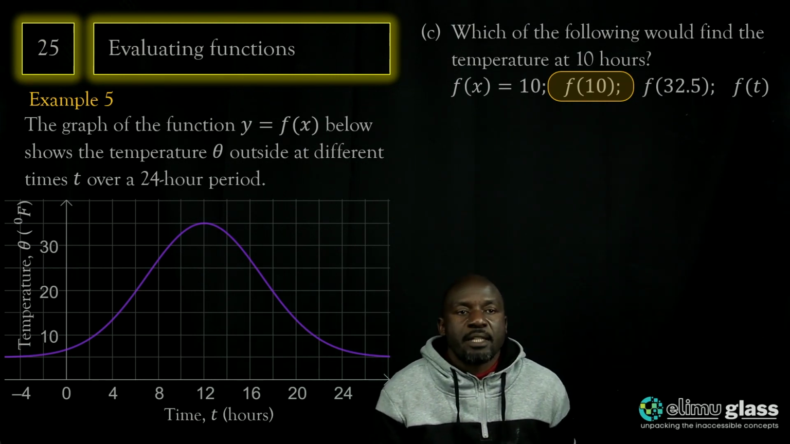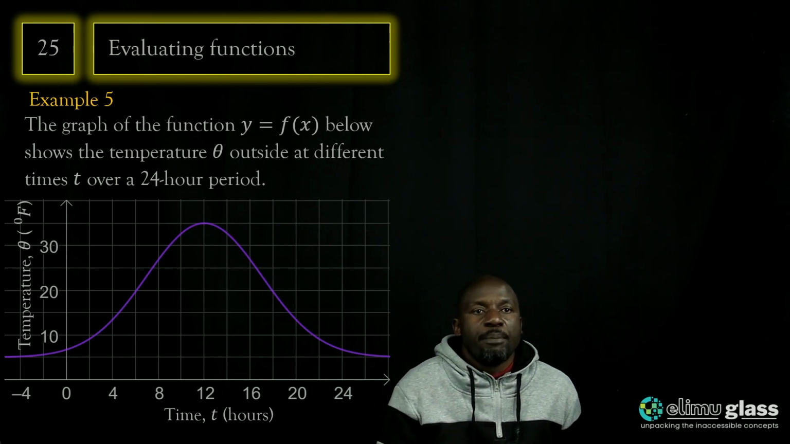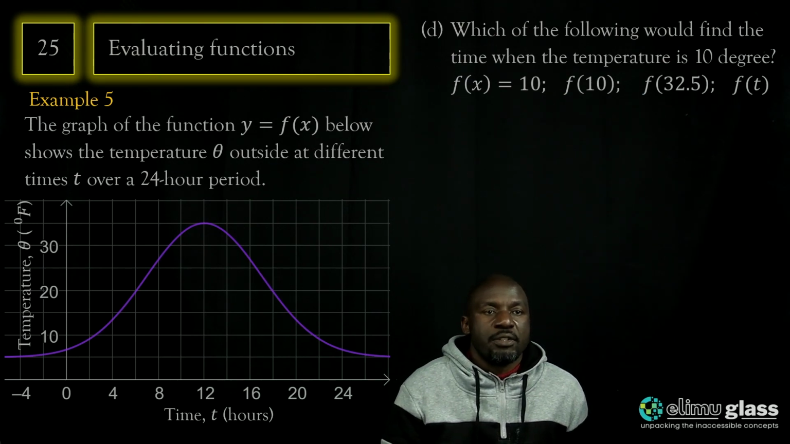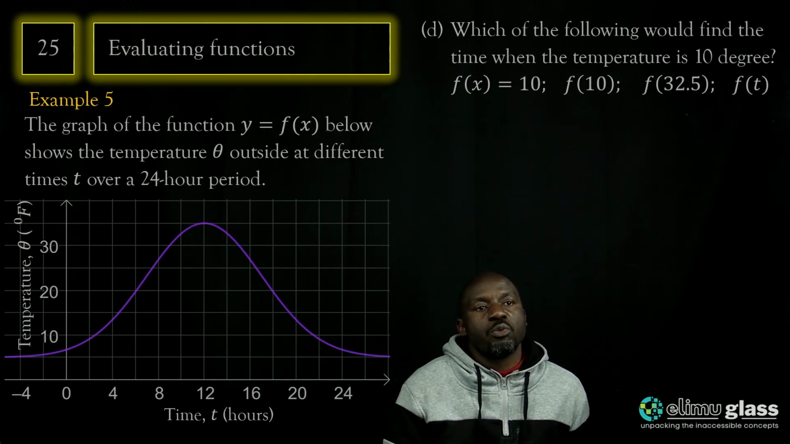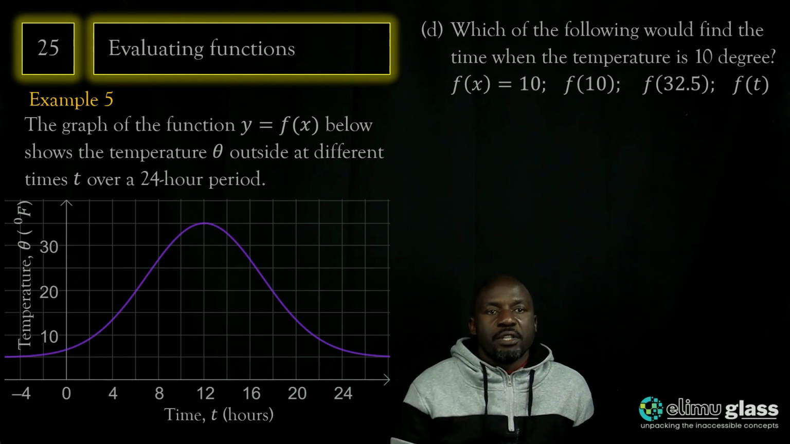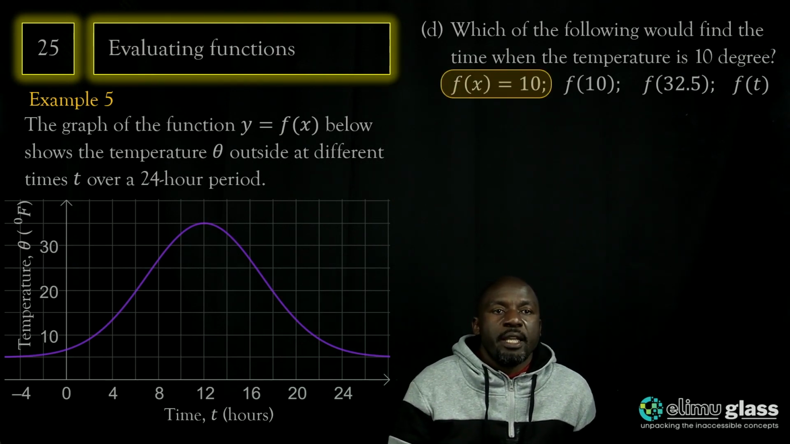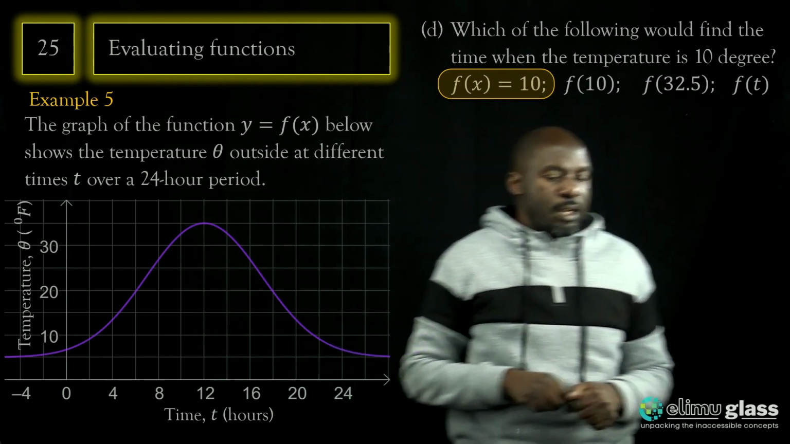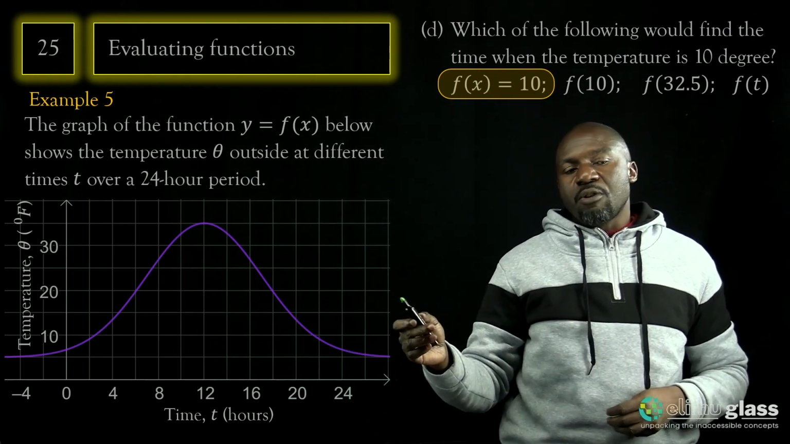Okay, so that's it. Part D, which of the following would find the time when the temperature is 10 degrees? So now we are given the output, and we are looking for the input. Obviously, this would be A, or the first one there. This should remind you of some of the things we've talked about already.